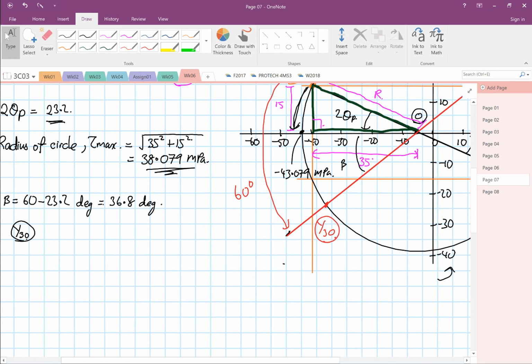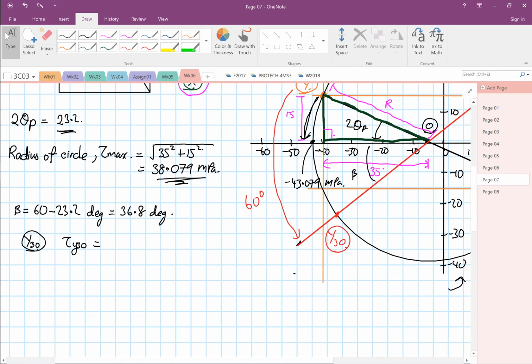So from here, we can specify that the shear stress Y30 is equal to 38.079, and now sine of 36.8 degrees. So 38.079 times sine 36.8. So now it is equal to minus 22.81. Oh, sorry, 22.81 megapascal.